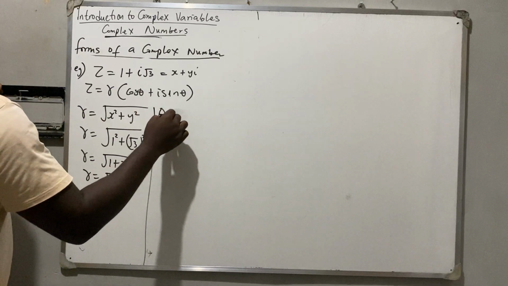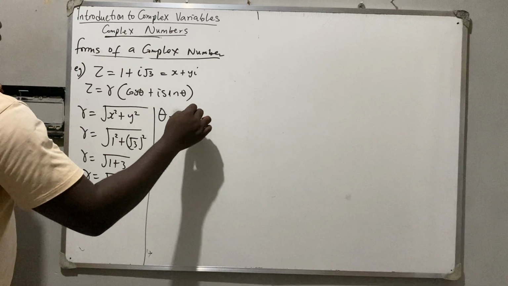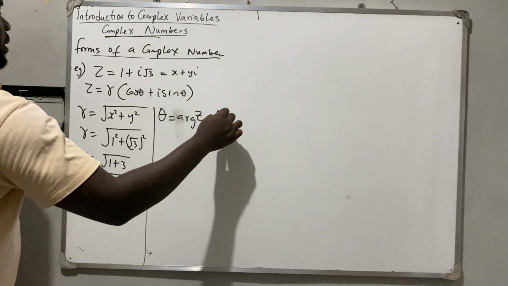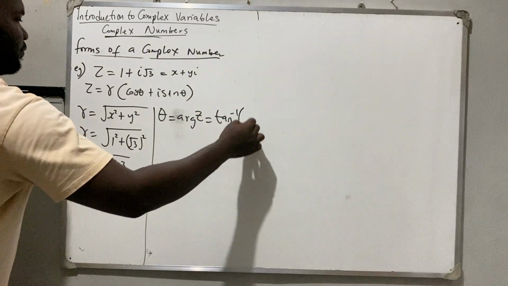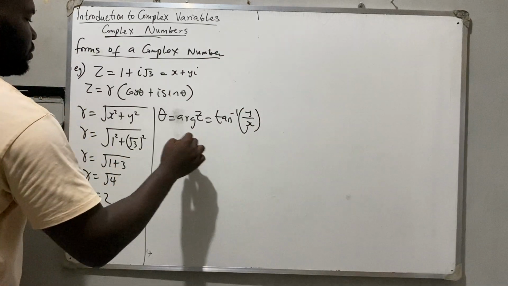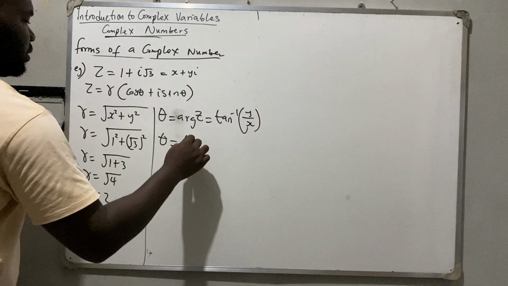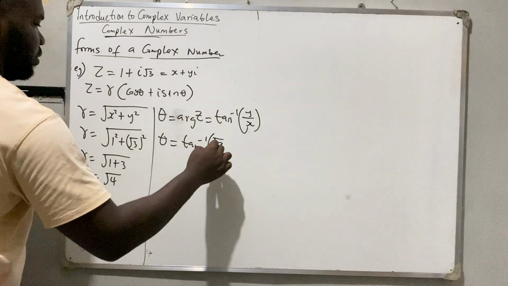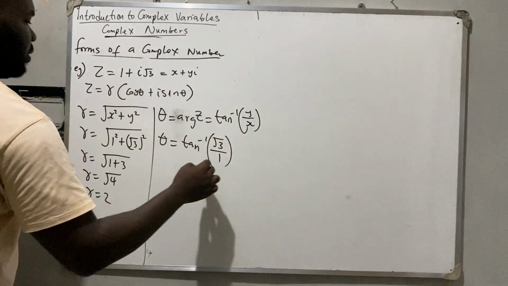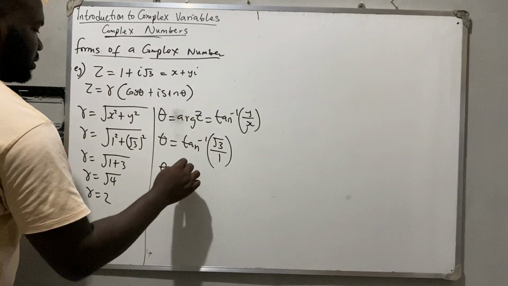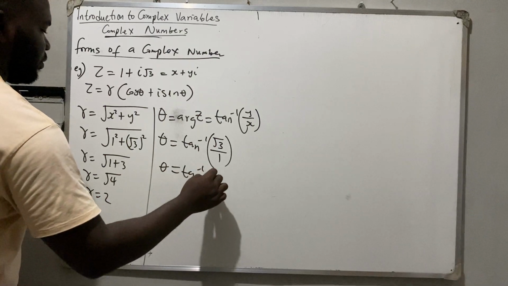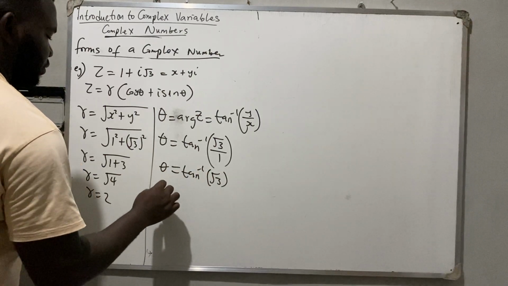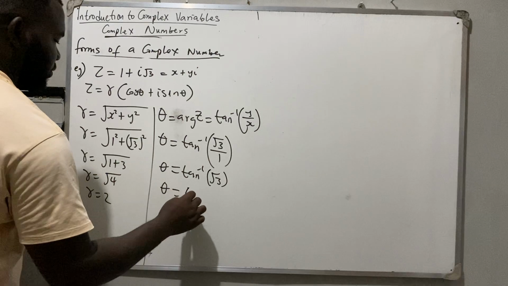So the next thing to get is our theta. I know that theta is the argument of z. And the formula is arctan, or tan inverse, of y over x. So theta is always tan inverse of my y, which is root 3, over my x, which is 1. So theta is now the tan inverse of just root 3. And tan inverse of root 3 is 60 degrees.